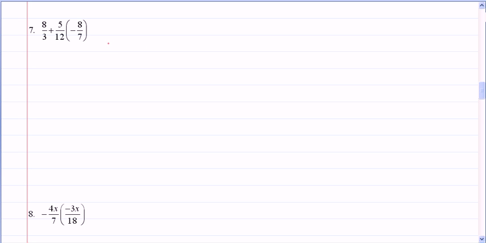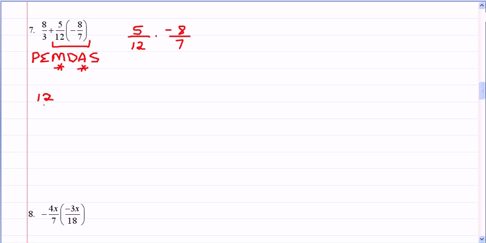For number 7, this problem has a combination of addition and multiplication. We have 8/3 plus 5/12 times negative 8/7. So if we follow PEMDAS, the order of operations, PEMDAS says that multiplication is before addition. So first we'll multiply 5/12 times negative 8/7. So if I take 5/12 times negative 8/7, I'm going to multiply these the same way I've been multiplying them for the past 6 problems.